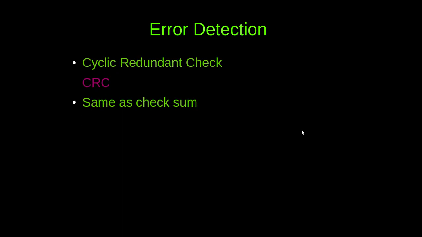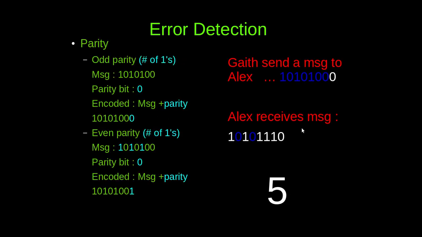This is the problem with parity bits. They don't detect 2 errors. They can only detect 1 error. If only 1 bit was changed, it can detect it. If 2 bits are changed, it can't detect it.